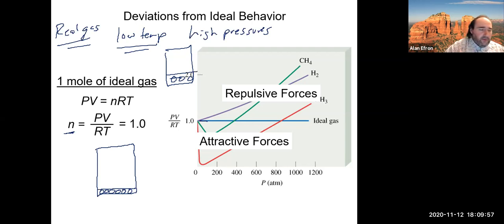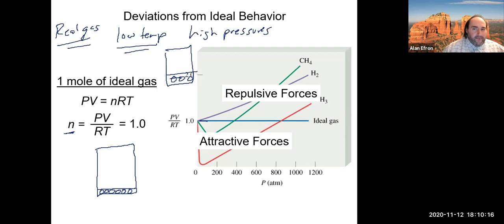So when we deal with real gases, we cannot just assume that there are no attractive or repulsive forces between different gas molecules, or that the volume of the gas itself is not important. Under these extreme conditions, those things are definitely really important.